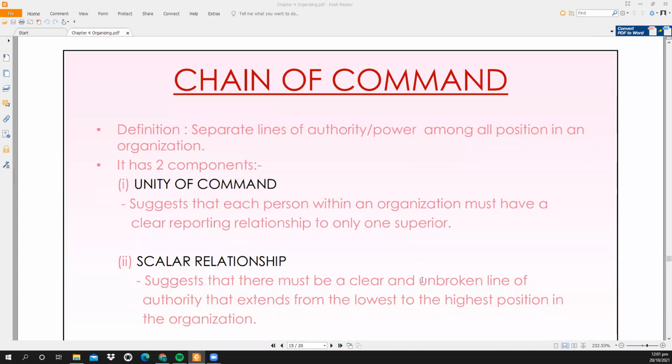So for the chain of command, the definition is a separate line of authority or power among all positions in an organization. It has two components: the unity of command and then the scalar relationship. For the unity of command, this suggests that each person within an organization must have a clear reporting relationship to only one superior.